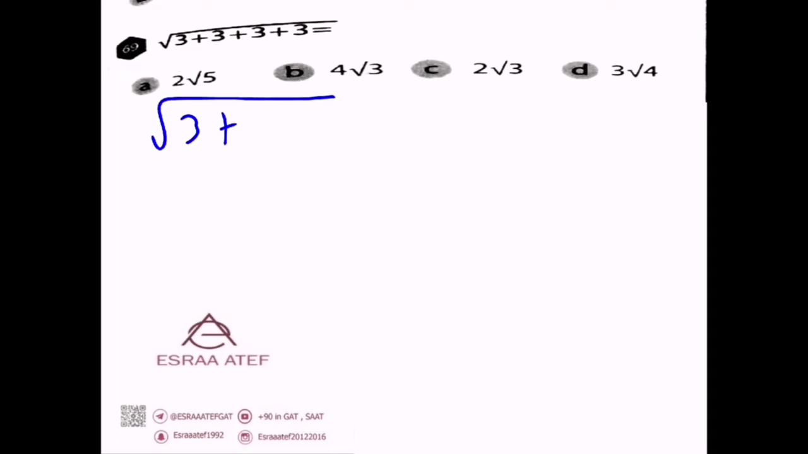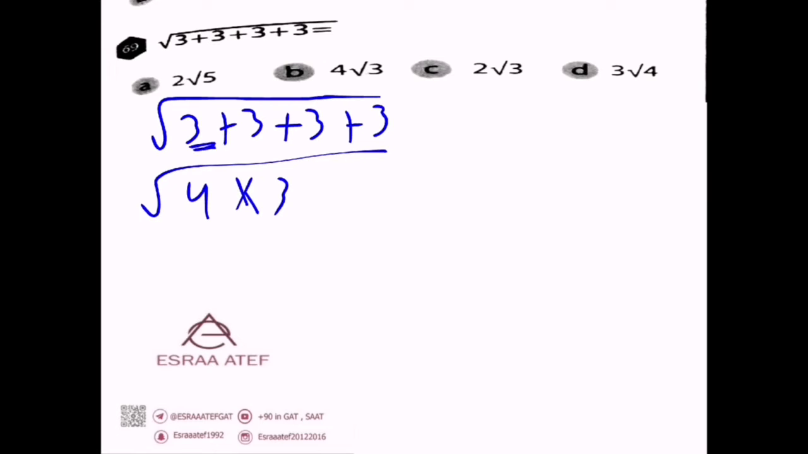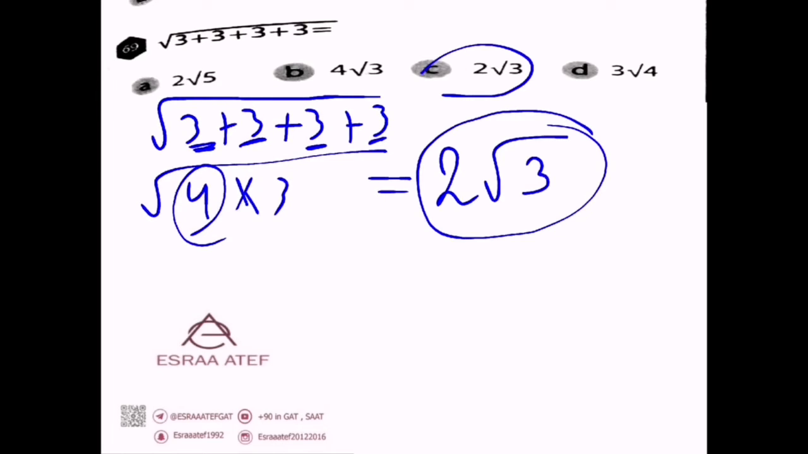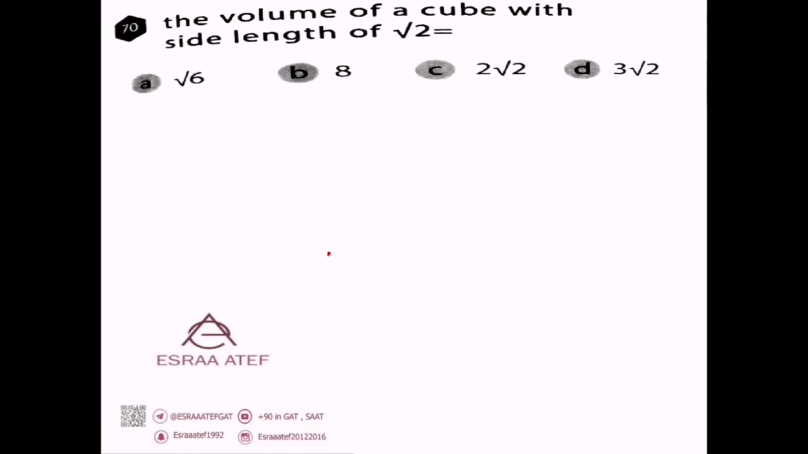Here we have square root of 3 plus square root of 3 plus square root of 3 plus square root of 3, which means 4 times square root of 3, because we have the 3 four times. So square root of 4, we can take it, which is 2 square root of 3. It's very easy. So the answer will be 2 square root of 3.